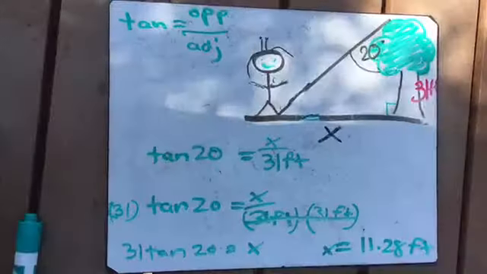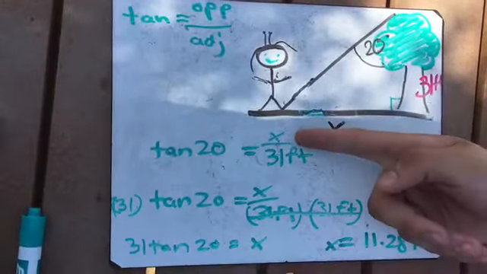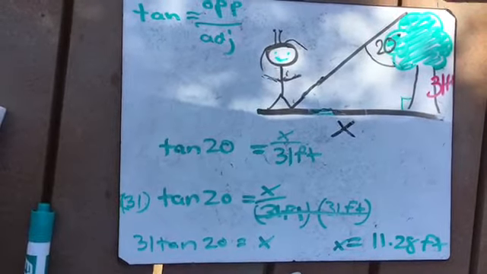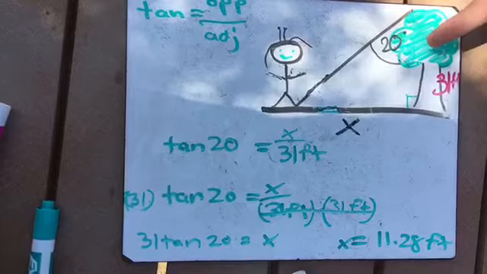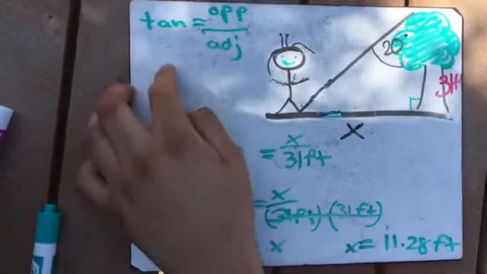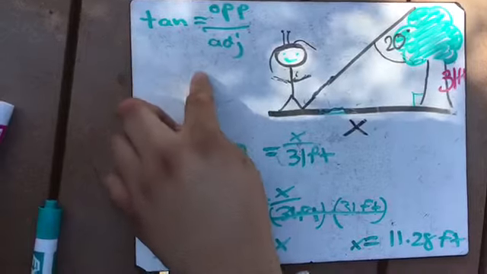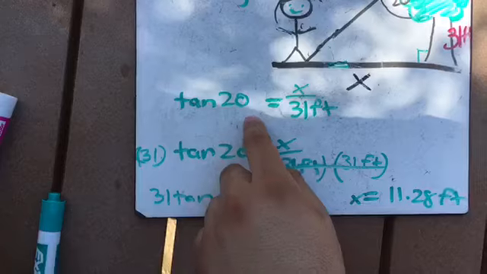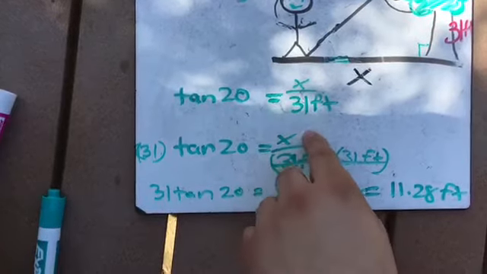In the second question, we're trying to find how far we are away from the tree. The tree stands 31 feet in the sky, and it's at a 20-degree angle. To start the question, we will be using tangent again, which is opposite over adjacent. So writing the equation, it would be tangent 20 equals x over 31 feet.